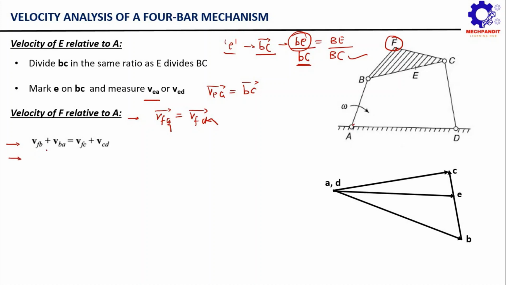Now if you observe here, VFB plus VBA, that is VFA vector, will be written down as VFB plus VBA vector, and then VFD vector will be written down as VFC vector plus VCD vector. This is very simple. You simply need to follow the order, that is the order F, B, A, and then you follow this order F, C, D. So VFB vector plus VBA vector is equal to VFC vector plus VCD vector, that is velocity of F relative to C, then velocity of C relative to D.